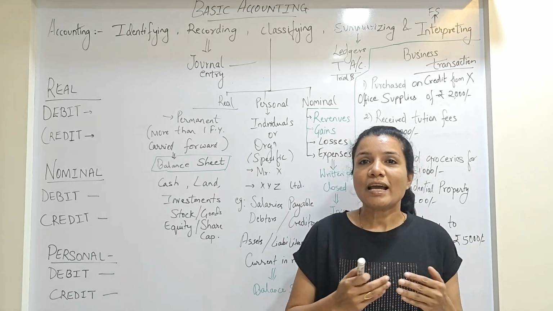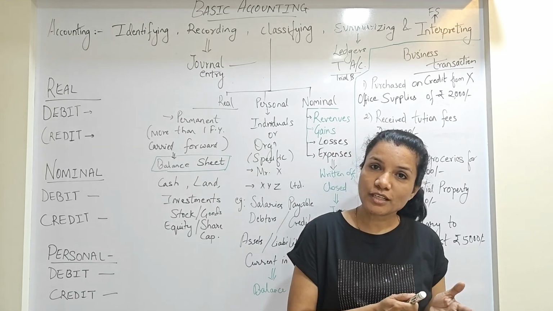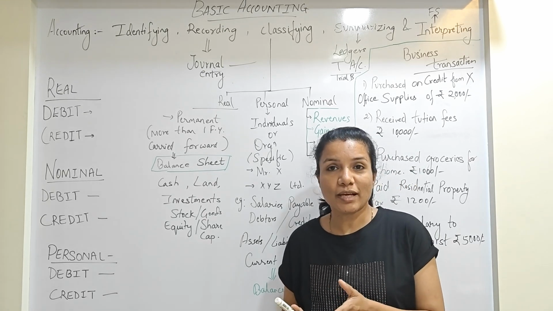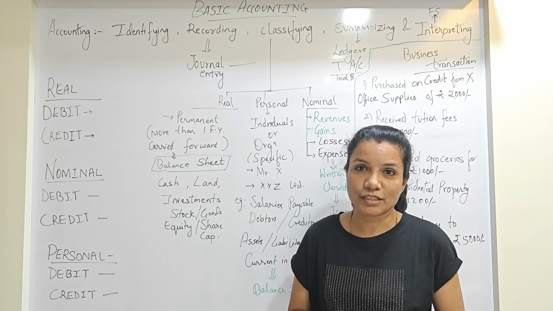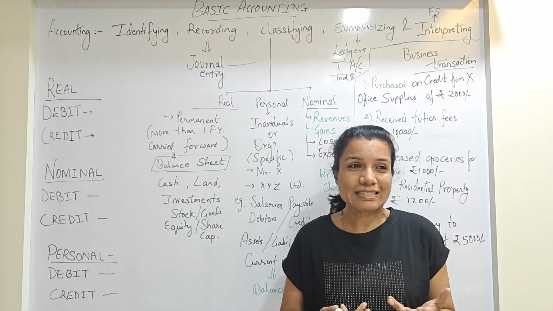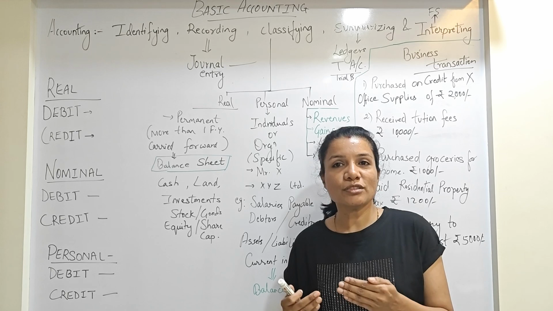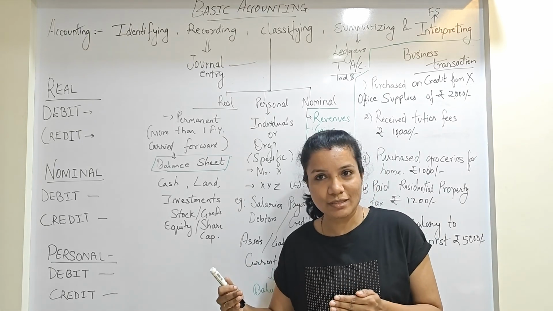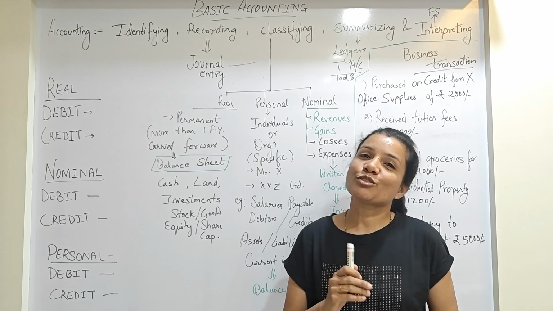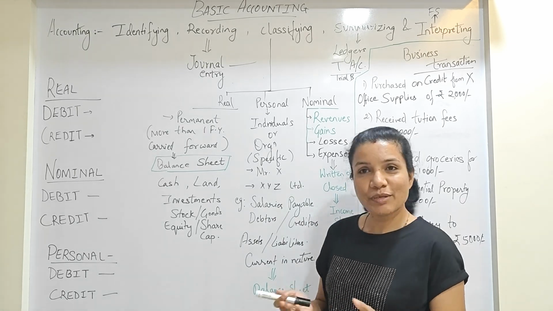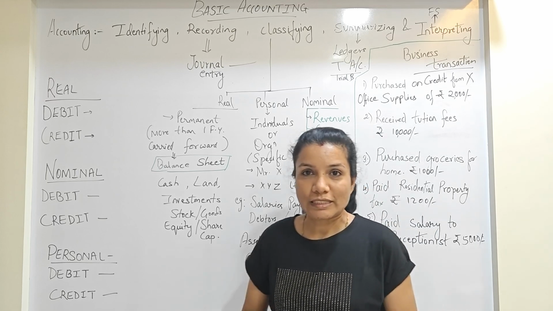Slowly, we'll move ahead and start passing journal entries, posting those entries into ledger accounts, preparing the trial balance, and finally, preparing the income statement and the balance sheet. If you are new to accounts, these terms may not be familiar to you. But we'll try to prepare the videos in such a way that if you watch them in sequence, at the end of it, I am sure you'll be able to tally balance sheets on your own. So let's begin. Since it's basic accounting, we're beginning with the definition.